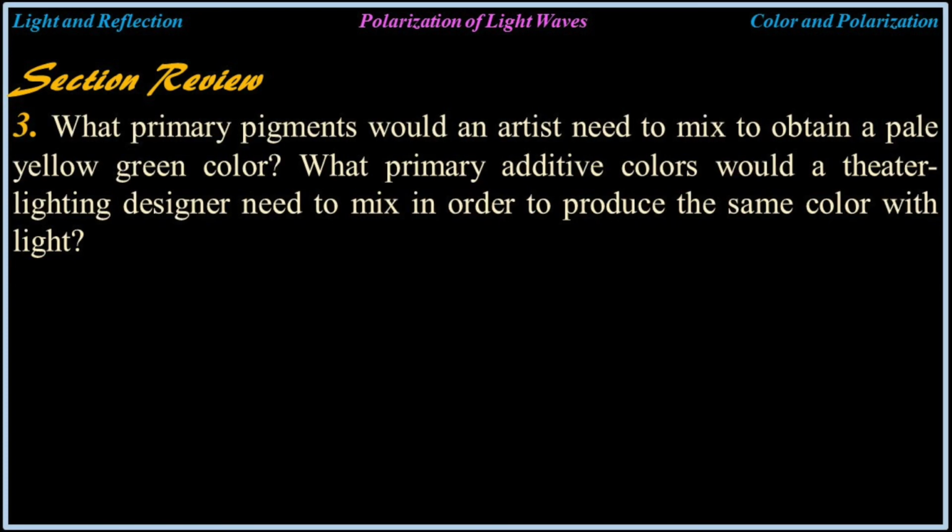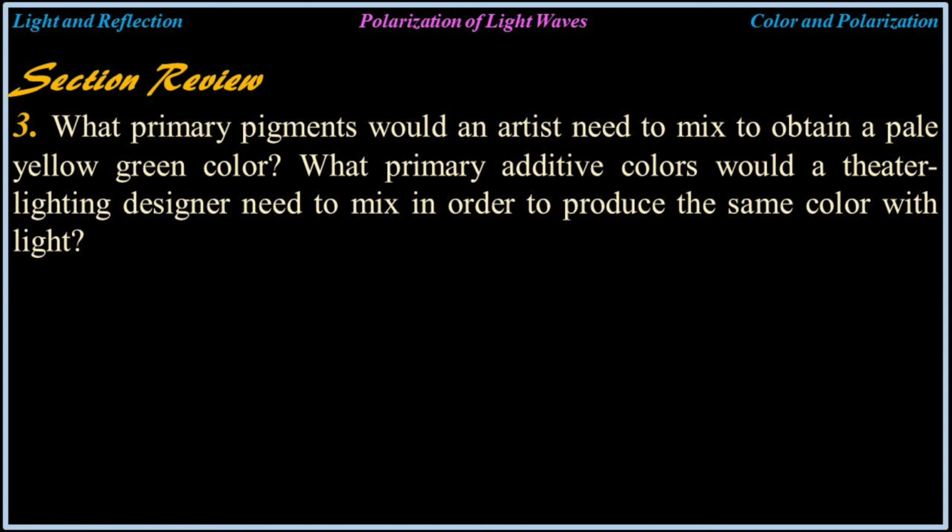What primary pigments would an artist need to mix to obtain a pale yellow-green color? What primary additive colors would a theater lighting designer need to mix in order to produce the same color with light? So if you can get this, you really are on your way. It says, what primary pigments would an artist need to mix to obtain a pale yellow-green color? What primary additive colors would a theater lighting designer need to mix in order to produce the same color?